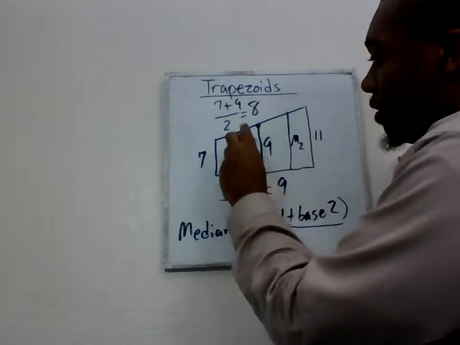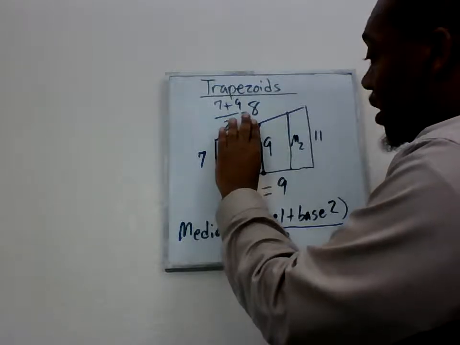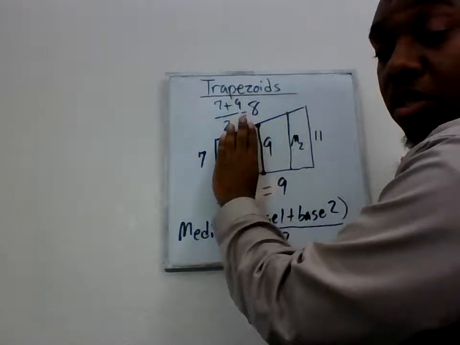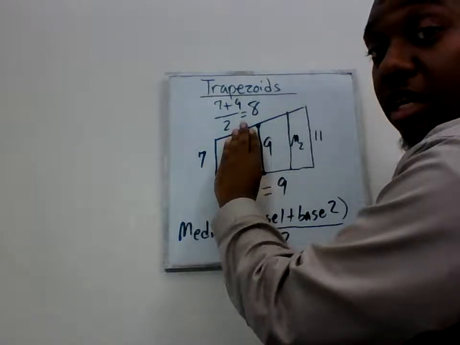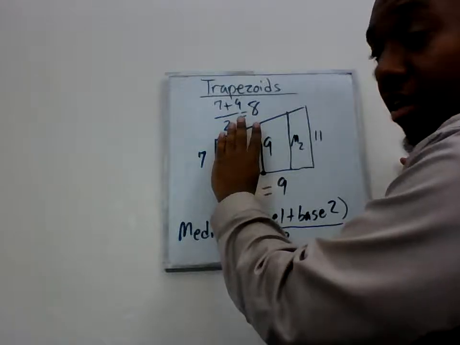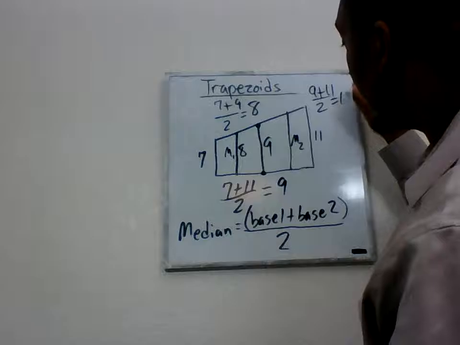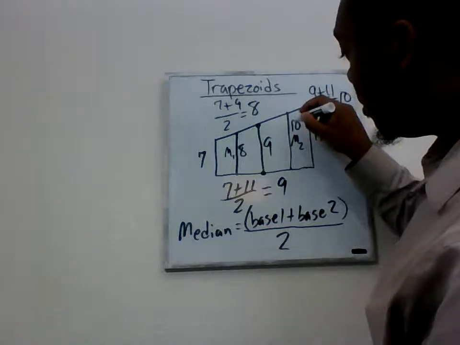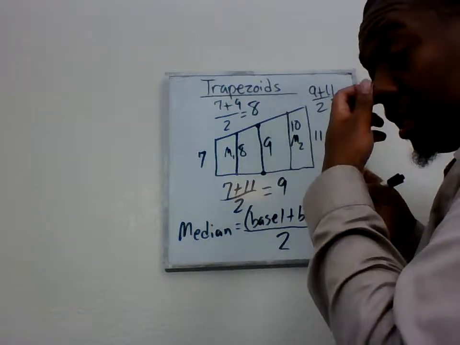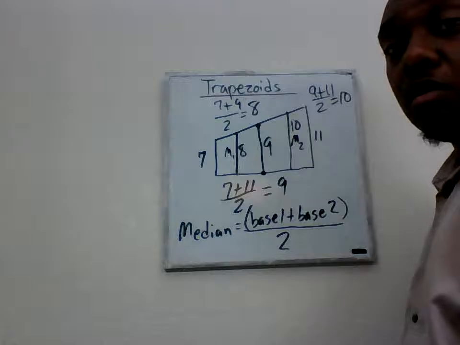And then over here, if we just cover up the first part, we see again that we really just have another trapezoid with our bases 9 and 11. So for M2, or the 3/4 of the way through, would actually just be the median of 9 and 11. Well, what's in the middle between 9 and 11? Well, if we take 9 plus 11 and divide by 2, we get 10. So M2 is 10.